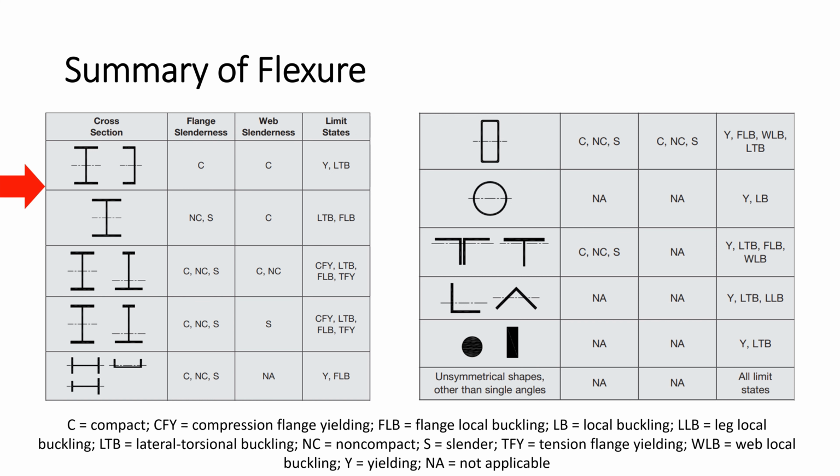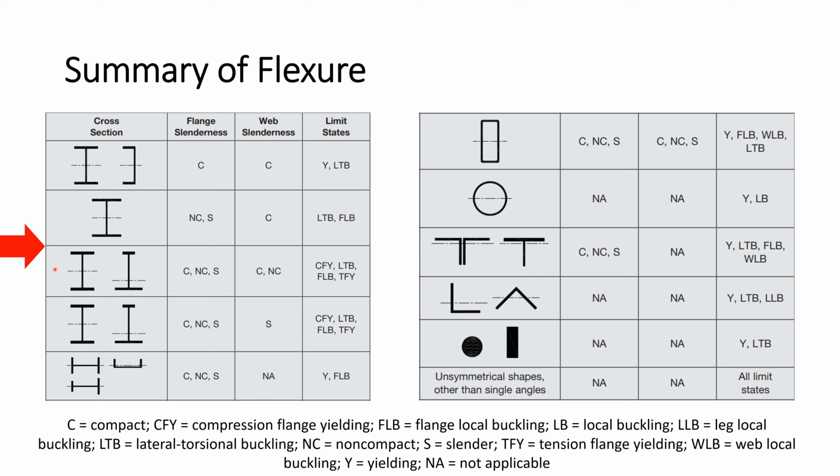We can see in the next shape that if the flange is slender, then the two possible modes of failure are lateral-torsional buckling and flange local buckling. Notice that the section can't possibly fail due to yielding because the flanges are not thick enough.